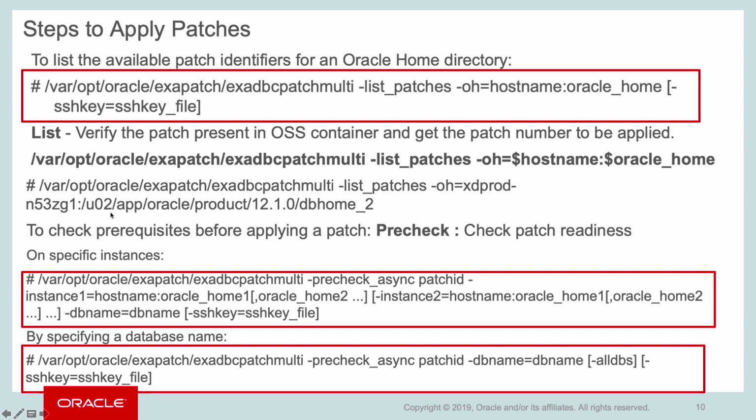Once you are able to list the patches, you want to know whether you can apply the patch, and it is the same concept: you want to do a pre-check in your environment for readiness of your patching. In that case, you can specify precheck_async with the patch ID, and the patch ID can take the argument instance1 or instance2 with the hostname colon Oracle home associated. You can also provide dbname equals the database name for which you want to do the pre-check. So you can use these commands in multiple combinations. Basically, you can specify the database name, and again the arguments are precheck_async, patch ID, -dbname equals the database on which you want to do a pre-check.